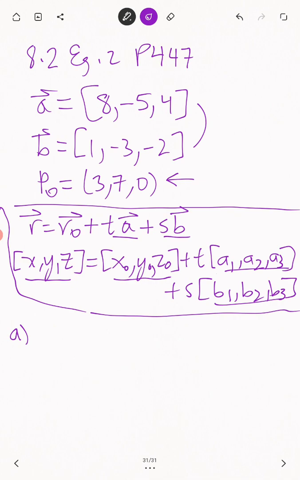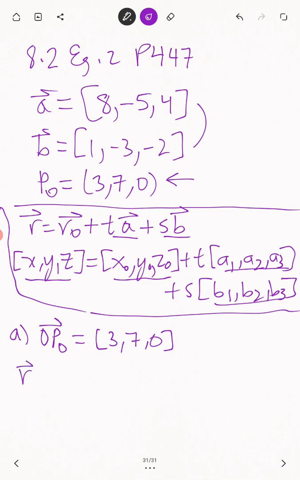We just take our point P0 and write it as a position vector OP0. It means it goes from the origin 0, 0, 0 to 3, 7, 0. And basically all that means is that you change the round brackets to square brackets to make it a vector, so that we can sub it in for R0 in the vector equation of a plane.